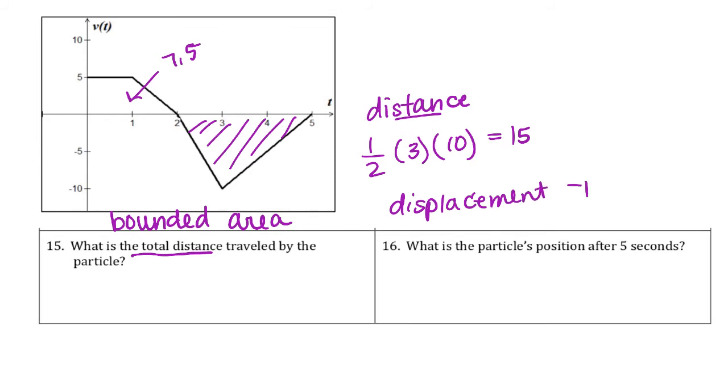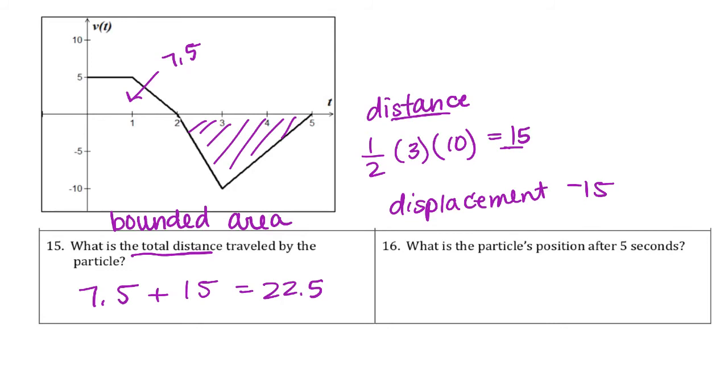Displacement is going to give us negative 15, but the actual distance is positive 15. So our total amount of distance is going to be 7.5 plus 15. So that's going to give us 22.5. That's the total distance traveled.